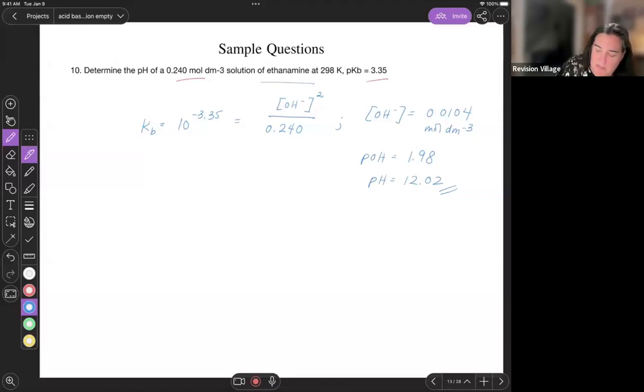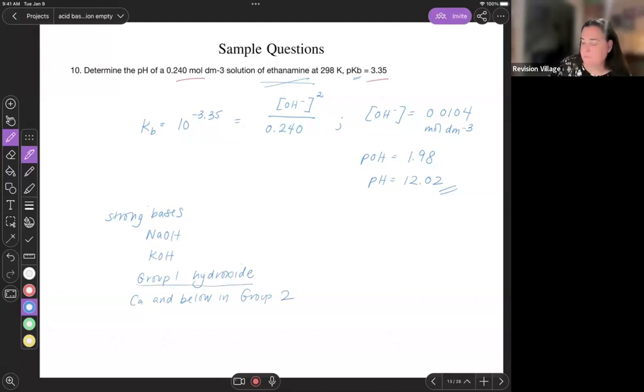You may ask the question, how did I know this was a weak base? Again, I was given the Kb, so that was a big clue it was a weak base. The weak bases that we mostly see are amines. The strong bases that we see are sodium hydroxide, potassium hydroxide, but it's really any group 1 hydroxide, and all of the soluble group 2 hydroxides. So I think those are the ones calcium and below in group 2. For my purposes, I'm pretty happy with sodium and potassium hydroxide.